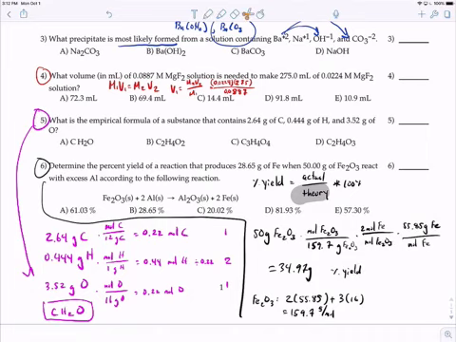Actually, I can take this up here. So this equals 28.65 by 34.97 times 100%. So 81.9. We got 81.92%.